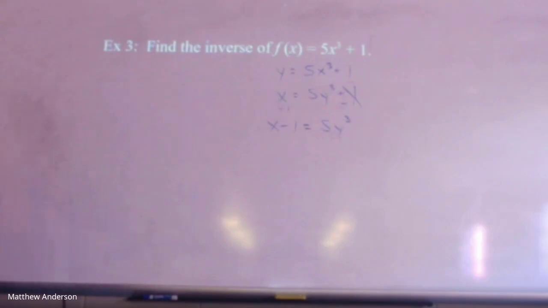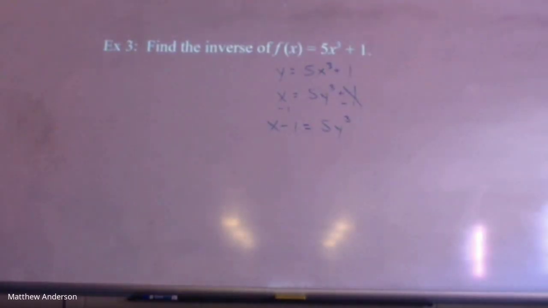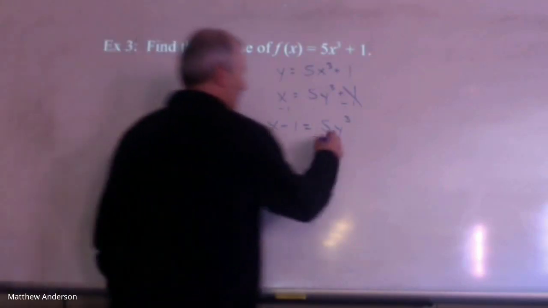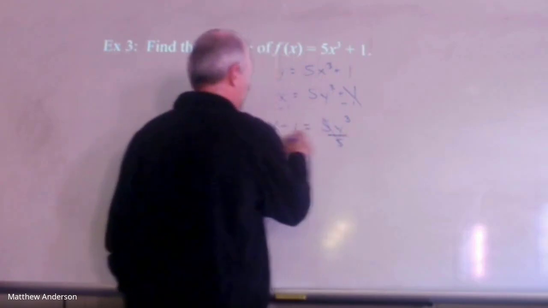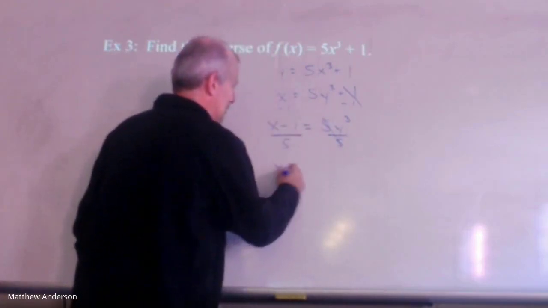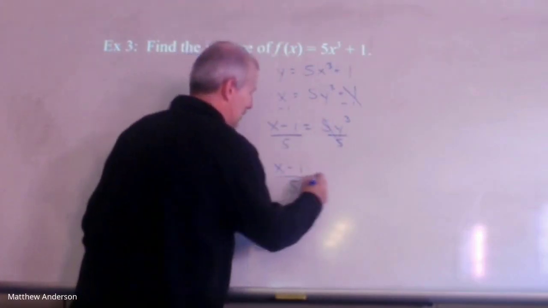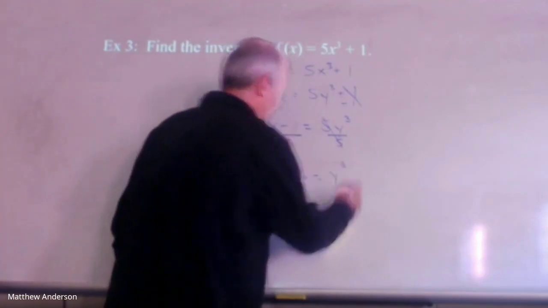What will we do after that? You've got to get rid of the 5 first because the 3 only applies to the y. So we've got to get rid of the 5 by division. Divide by 5 here, divide by 5 here. x minus 1 over 5 equals y cubed.